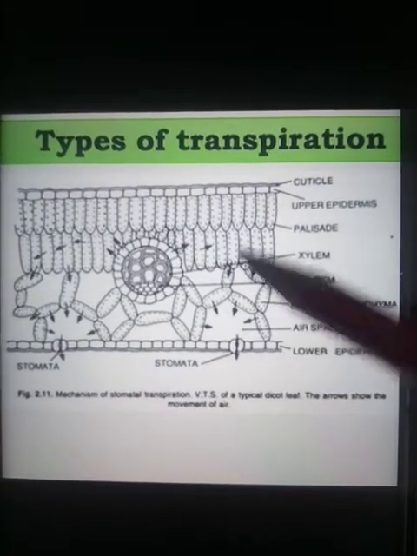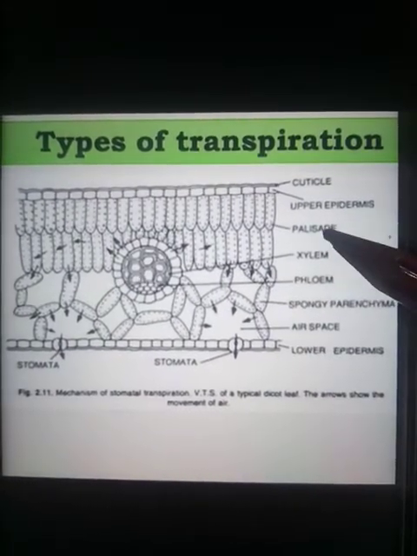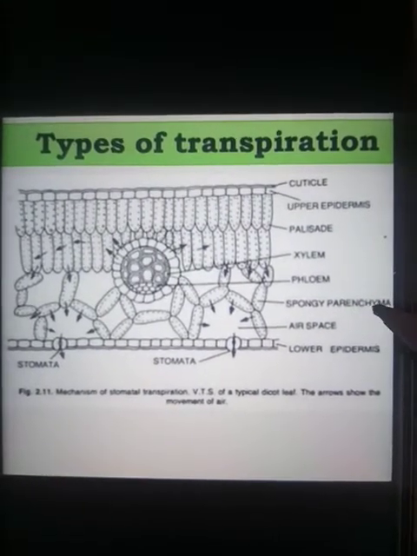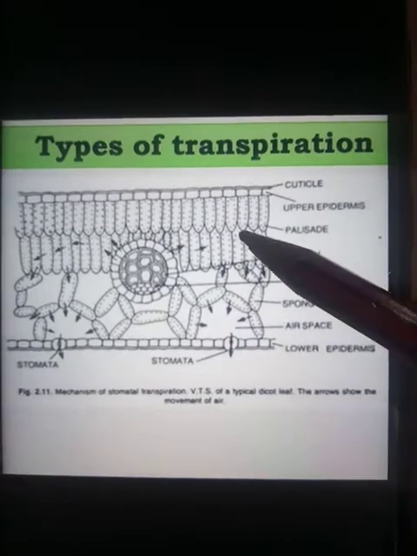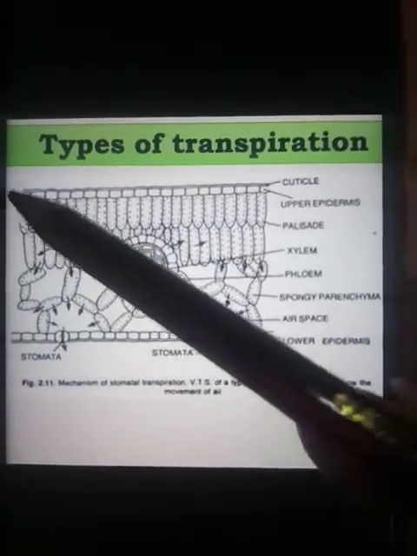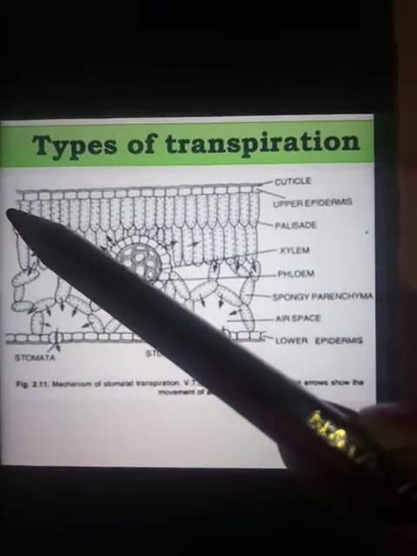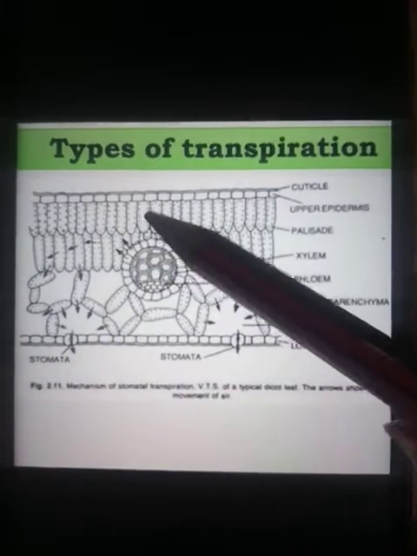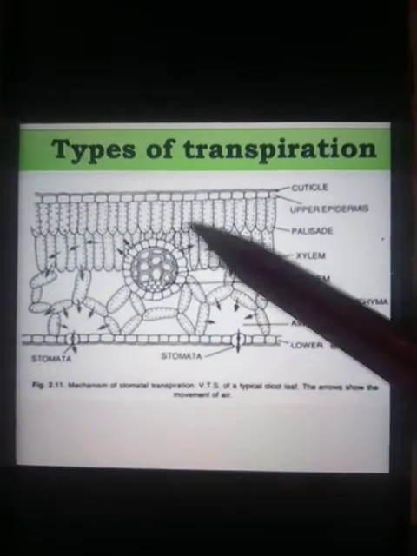There are two types of cells present in the mesophyll. One is palisade, you can see it over here, and another one is spongy parenchyma. Two types of cells are present. In the palisade, there is no intercellular space present in between, and what happens, the water gets inside from the vein and it reaches to all cells. Cell by cell it transfers and it goes to all the cells.